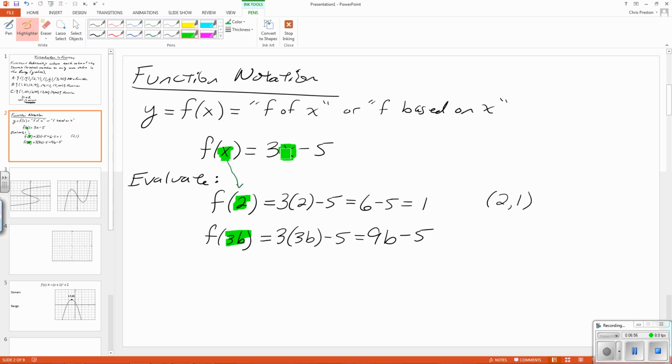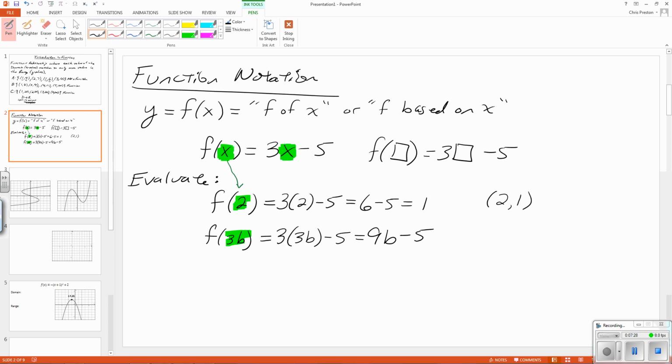The best way to look at this is don't get hung up on the letter here. This is just a placeholder. F of something. So f of something is 3 times something minus 5. That's what this function is really saying. This function says, whatever you plug in, the first thing I'm going to do is multiply by 3, and I'm going to subtract 5. So if you put 2 in here, I multiply by 3, then I subtract 5. If you put 3b in here, I multiply by 3, and I subtract 5.